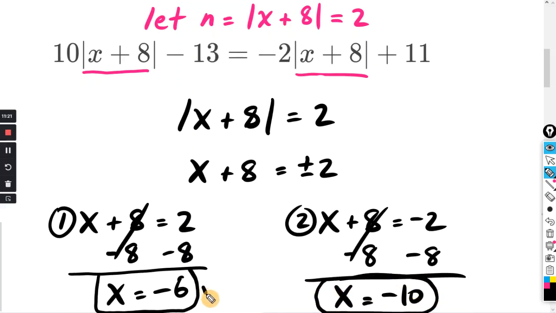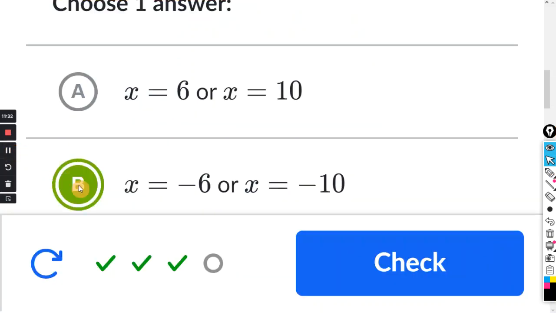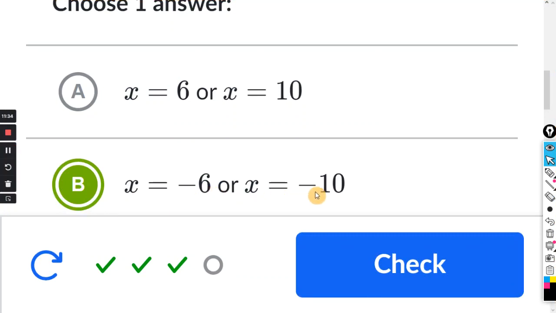So we have two answers once again. Negative 6 and negative 10. So just scroll down, negative 6 and negative 10.